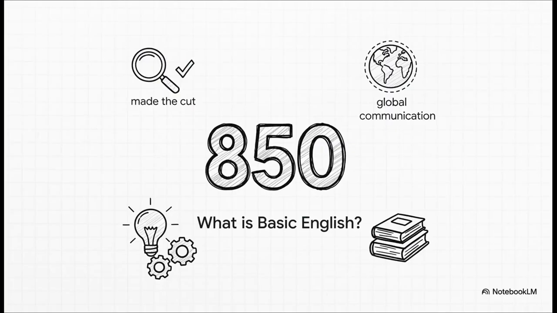So get this, Basic English is a complete international language built from only 850 words. Just 850. And the goal wasn't to make English dumber or anything like that. No, the idea was to create this super efficient tool for clear communication all over the world. And our little word observation was considered so fundamental, so important, that it made the cut.